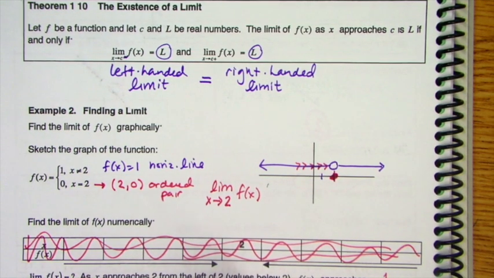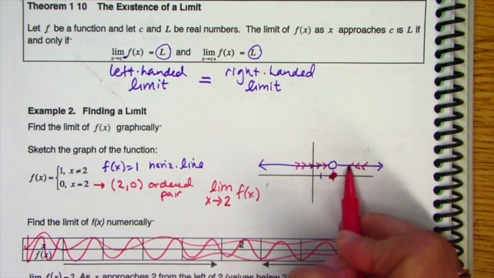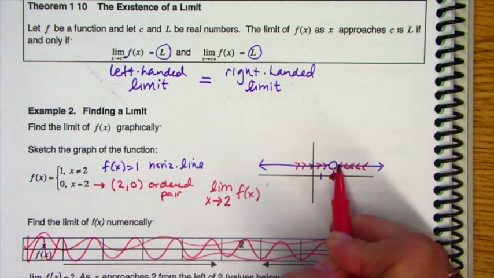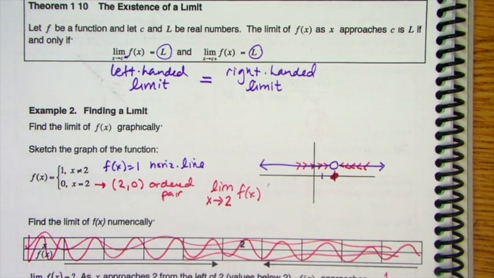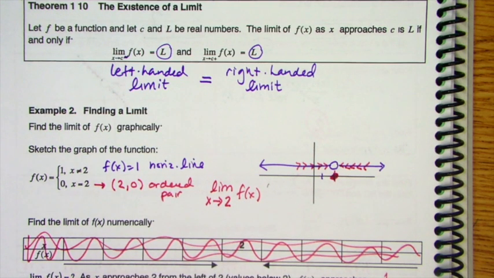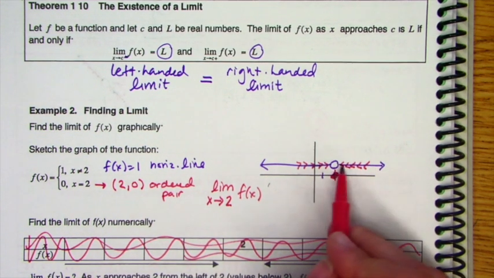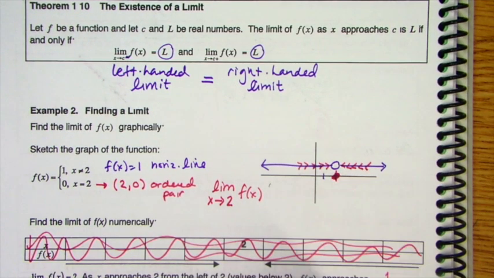How about from the right? Well, again, what's the y value for all these points over here? The y value is 1. So my overall limit as x is approaching 2 from both directions, from the left and from the right, is equal to 1. So my overall limit is equal to 1.